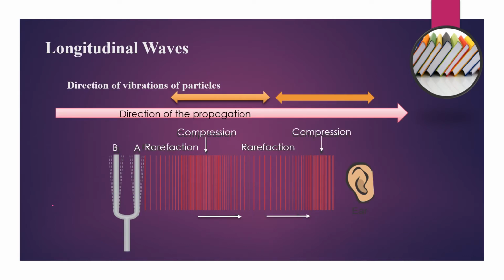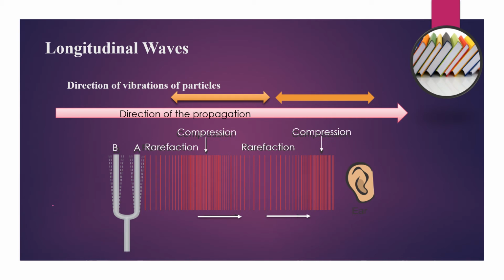So next, longitudinal waves. Longitudinal waves are where the particles of a medium vibrate in a direction parallel to or along the direction of propagation of the wave. Here we can observe this is the direction of vibration of the particles, and this is the direction of propagation. Both are parallel, which is nothing but a longitudinal wave. For example, sound waves. Here we are using a tuning fork as an example. In this tuning fork we can observe compression and rarefaction. The longitudinal wave propagates in a medium in the form of compression and rarefaction as shown here.